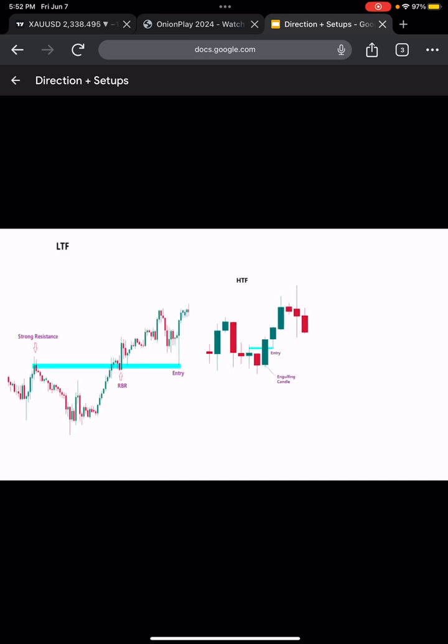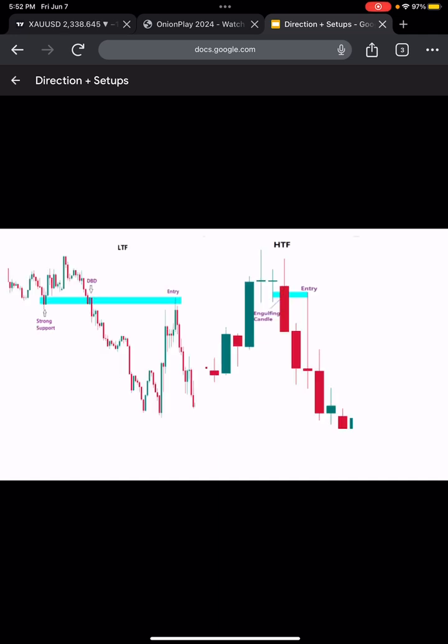Next example, strong resistance plus rally-based rally in the same zone, same level, and that would be the entry. Confirmation at the higher time frame is a bullish engulfing candle in the body of the candle, so that's good. Here's another example, strong support, drop-based drop, same level, and that would be the entry. Higher time frame again is the engulfing candle as a confirmation.